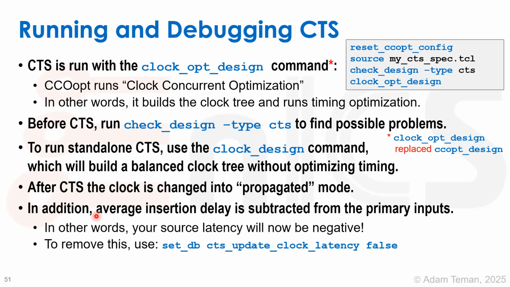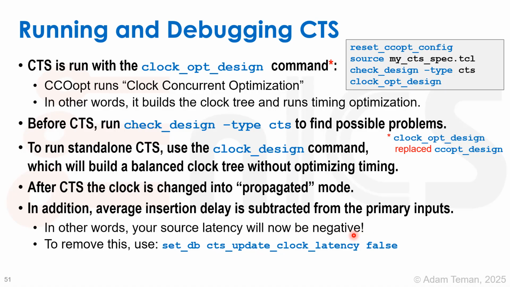In addition, Innovus does something very interesting, which is how Cadence decided to deal with this problem. The problem is that after CTS, we now have a delay on our clock that we didn't have before. And when we take our input-to-reg and reg-to-output paths, they're going to actually be skewed, which may not be really true. There were all kinds of ways to deal with this, with virtual clocks and different types of things. But the way that Innovus decided to deal with it is it subtracts the average insertion delay from the primary inputs. So our source latency will now be negative, and we will see that in timing reports later.